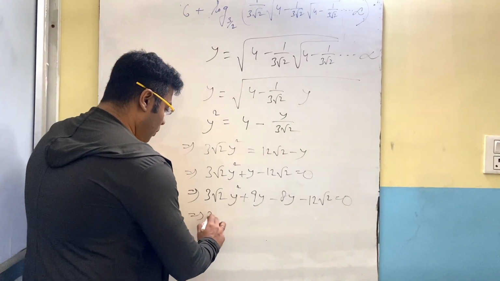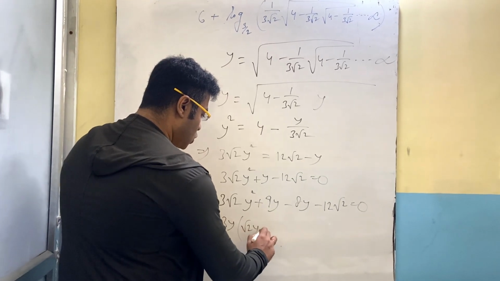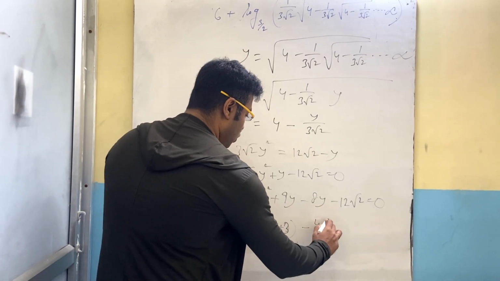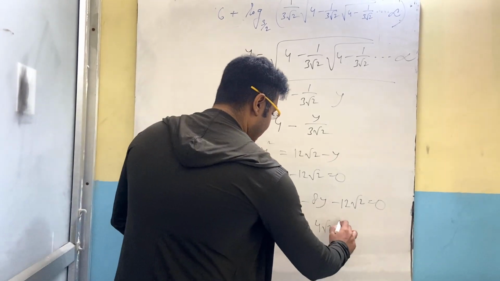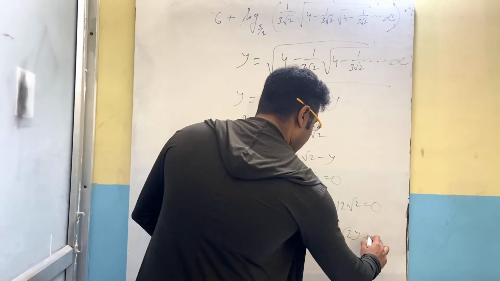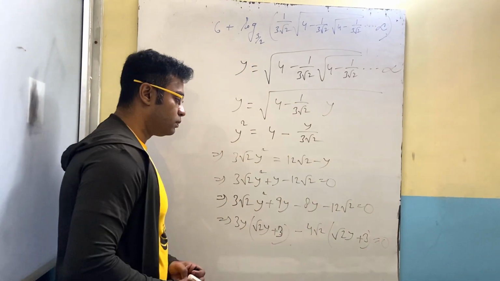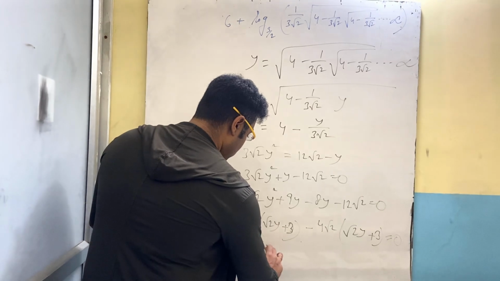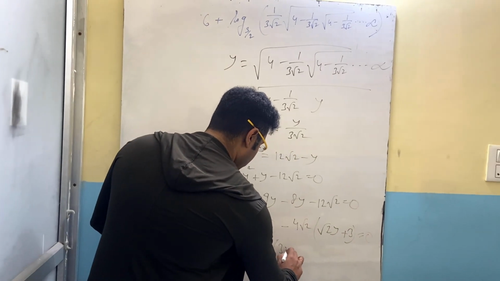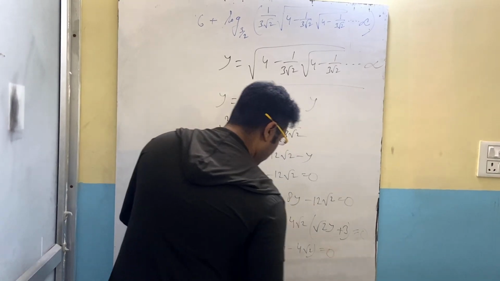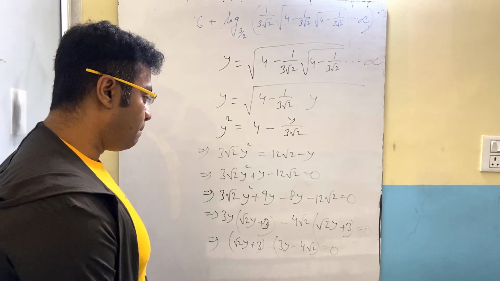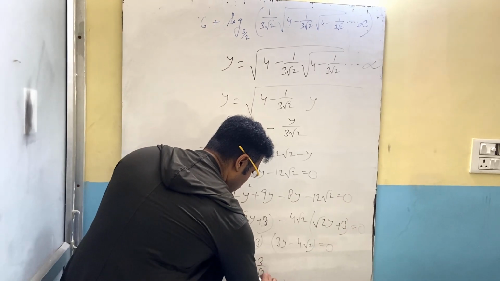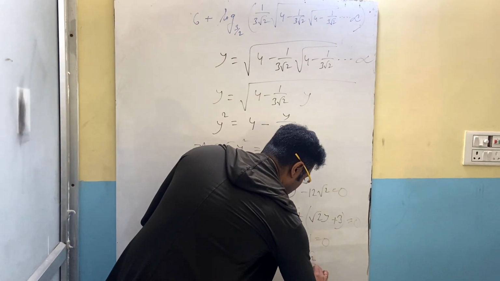Okay. If I take 3y common from here, I am left with root 2y plus 3. And if I take 4 root 2 common from here, then again I am left with root 2y plus 3 equal to 0. Now root 2y plus 3 into 3y minus 4 root 2 equal to 0. Okay. See, from this one I am getting y equal to minus 3 by root 2, and from here I am getting y equal to 4 root 2 by 3.